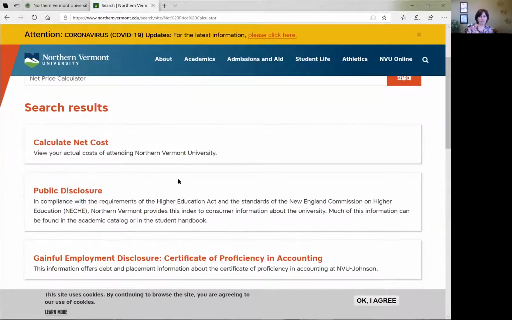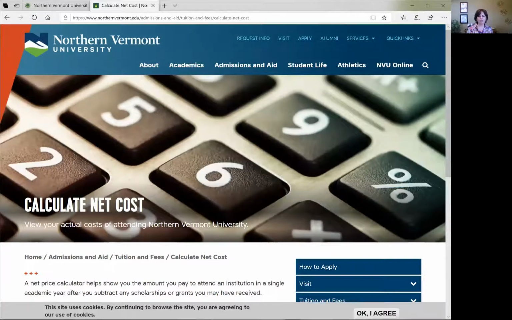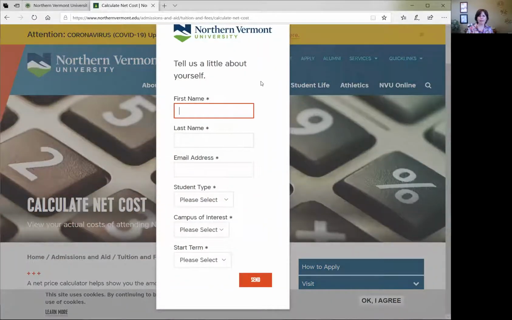And what's interesting here is this public disclosures. These are two very important things that I talk about in my class, and I've done some videos on, is that we want families to go to the net price calculator and look at the public disclosures. So since we asked about the net price calculator, here's what it's doing.